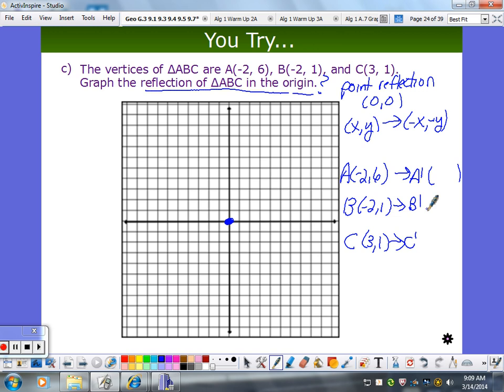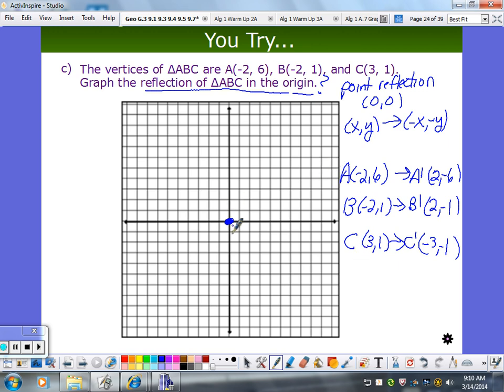So I'll just do this guy right here. What is A? If A is (-2, 6), and I'm doing a point reflection, what is A prime? What's it going to do? Yeah. It says take whatever x you have, make it negative, and because it's already negative, make it positive. This one becomes (2, -1). This one becomes (-3, -1). I always do this bit first.